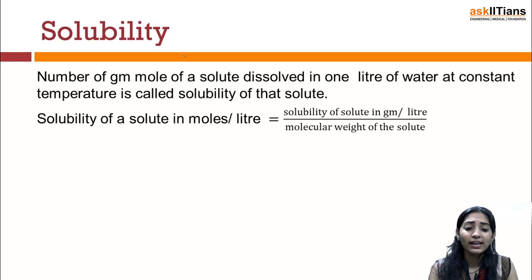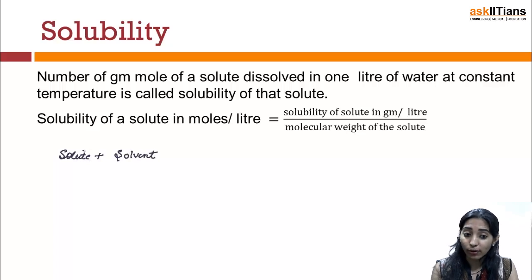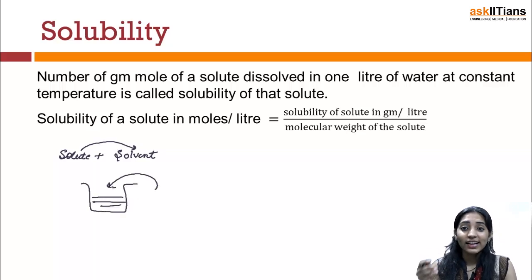Let's say, for example, I have a particular solute and I am dissolving that solute in a particular solvent. The number of moles of the solute that you add into the solvent, so that the solution you get is a completely homogeneous solution. The maximum amount of solute that can be dissolved in any particular solvent at a constant temperature is known as the solubility of that solute.